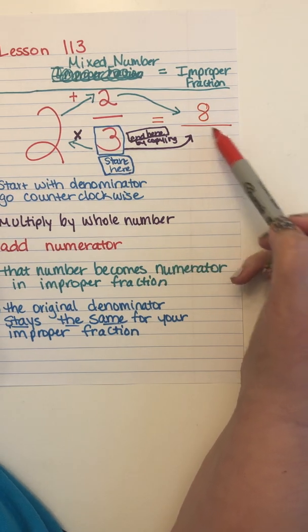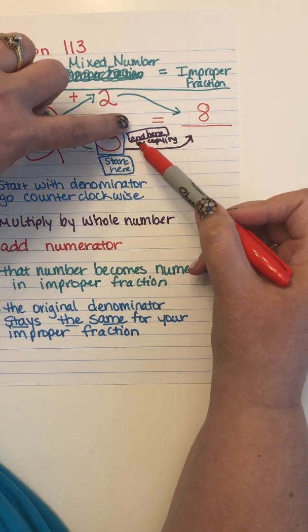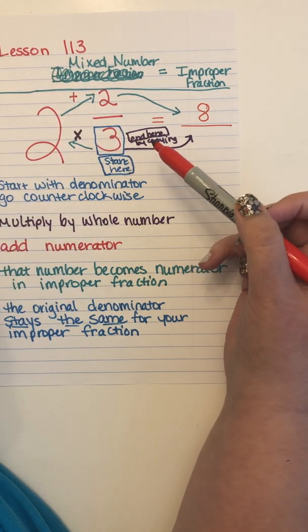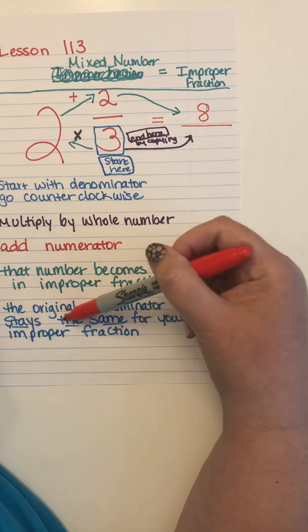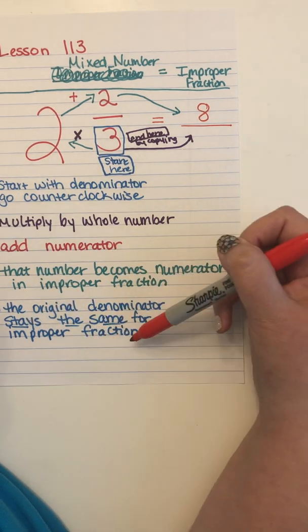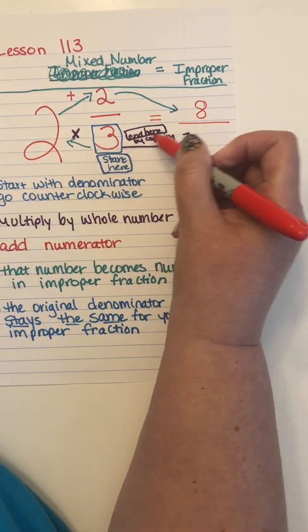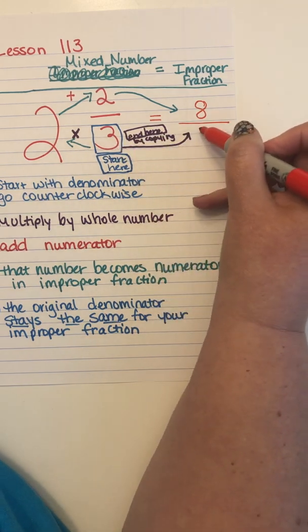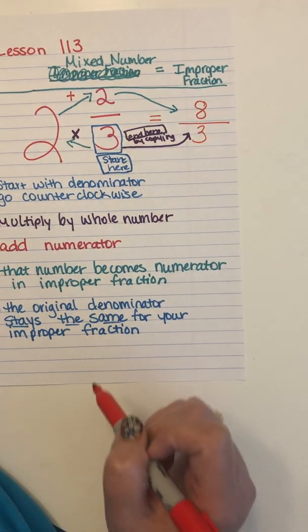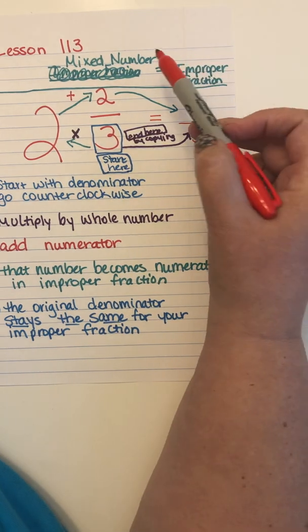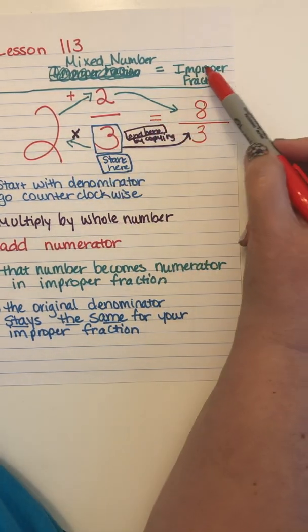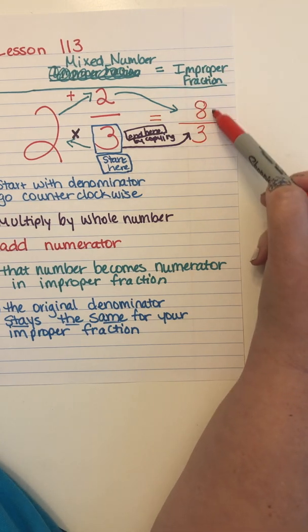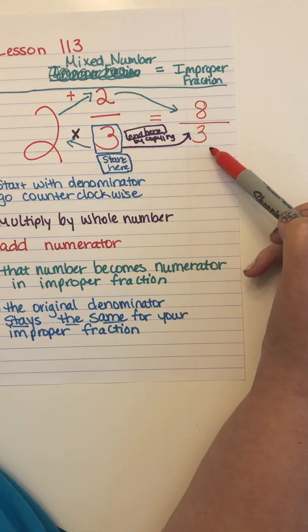Now, I still have my denominator here. I have an end here. The original denominator, which is 3, stays the same for your improper fraction. So I just end here by copying that 3 over to here. And now, as a mixed number, 2 2/3 is equal to the improper fraction 8/3.